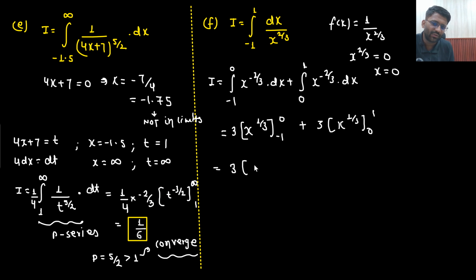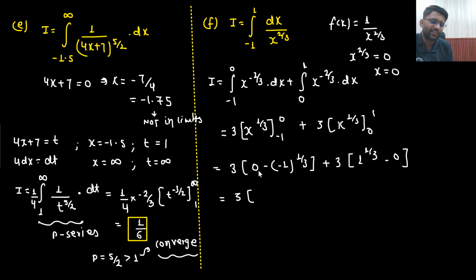So what will I get here? 3, put 0, it will be 0 only, minus the cube root of minus 1, that is minus 1 to the power 1 by 3, plus 3 times 1 to the power 1 by 3 minus 0. 3 into this is 0 only. Can you let me know what will be the cube root of minus 1? The cube of minus 1 is equal to minus 1 only. So the cube root of minus 1 will also be minus 1 only, right?